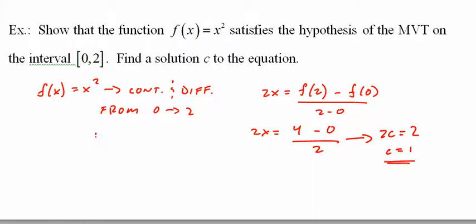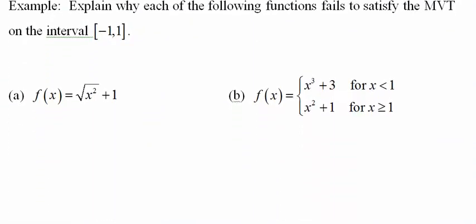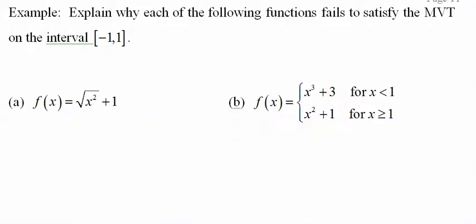So if we draw a graph, and this is 0, and this is 2, we can say that that line and that line, those two lines are parallel. That's what the mean value theorem means. So try again, except these are going to fail. Interval -1 to 1. It works.